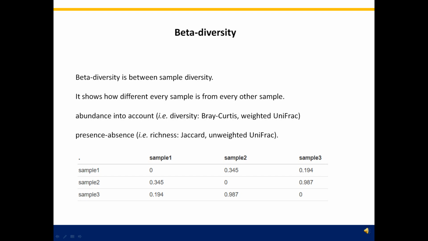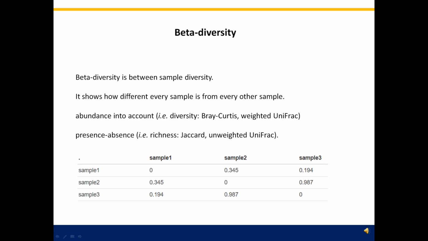See, in this illustration you can see the table showing the difference between the samples. Sample 1 to sample 1 is 0, sample 1 and sample 2 it is 0.345, sample 1 to sample 3 it is 0.194. So these numbers say how different the samples are from each other. 0 represents that there is no difference, and we have to perform a statistical analysis to say whether there is any statistically significant difference between the samples or not. These are the things we are going to do in our further classes.